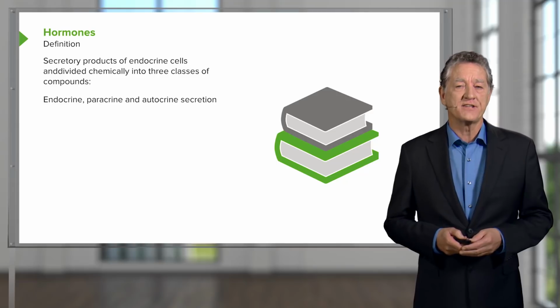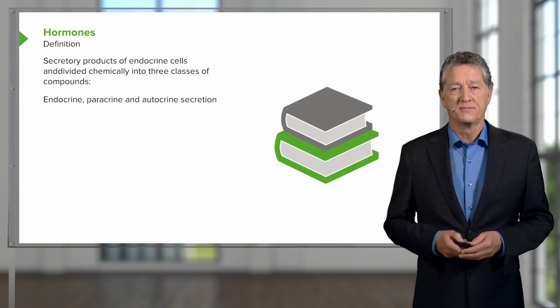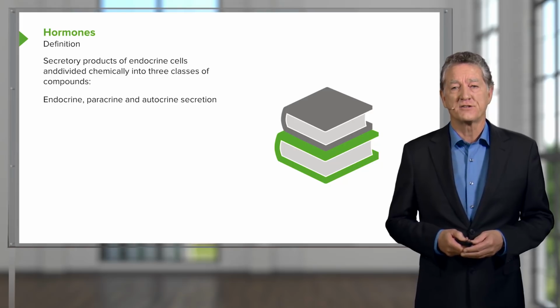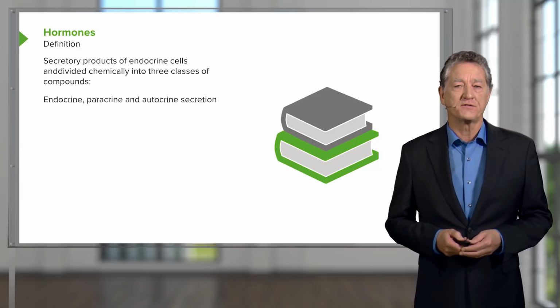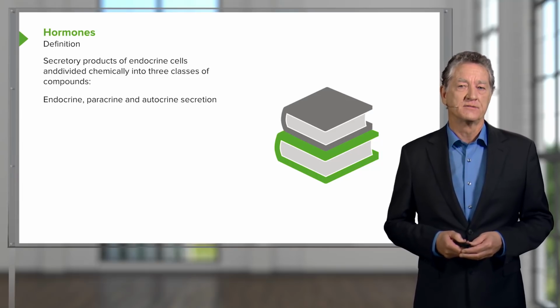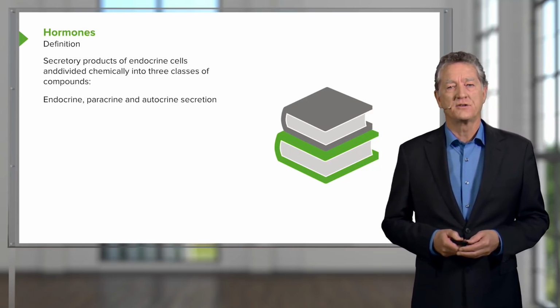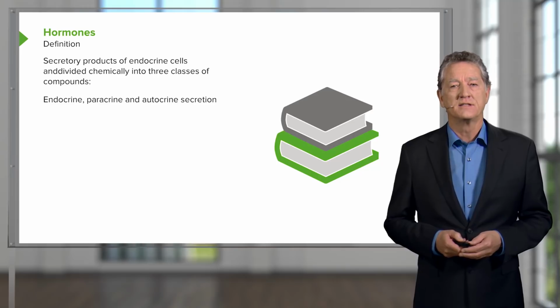Sometimes cells can secrete hormones or products that affect their own function. That's called autocrine, self, meaning secretion to affect oneself. Sometimes these cells can secrete hormones that move along the interstitial fluid and affect neighbouring cells. That's referred to as paracrine secretion. But in this lecture, I'm going to refer mainly to only true endocrine type secretion.